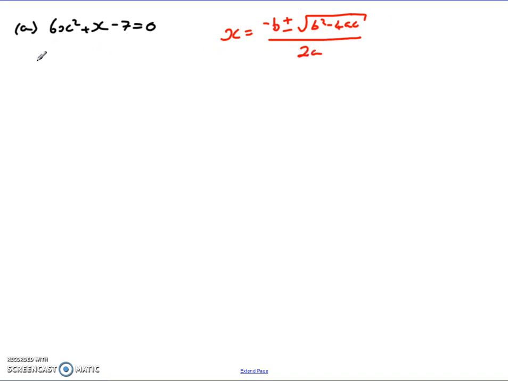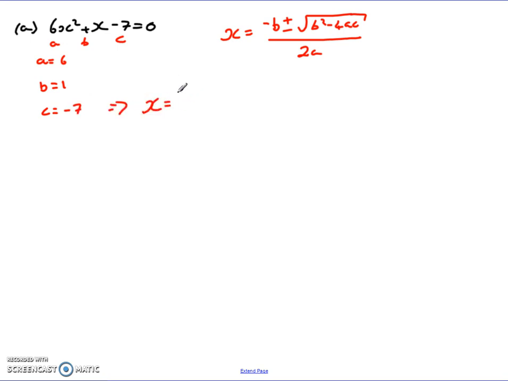First thing we have to do is identify what a, b and c are with respect to the quadratic. Remember, a, b and c are the coefficients of our squared term, our single power term and our constant respectively. So a comes from there, b comes from there, and c comes from there. And remember, we have to take the signs with them. So in this case, a is 6, b is 1, and c is negative 7. Once you've identified them, you can simply substitute them in.